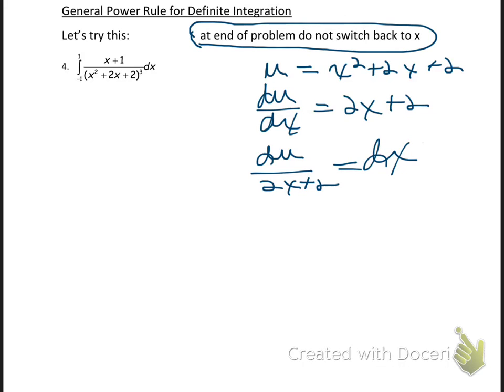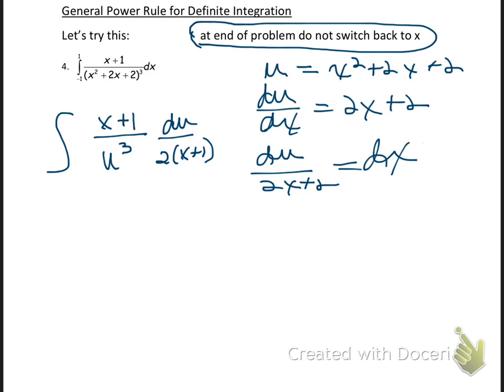So first off, we're going to write our integration symbol. The x plus 1 does not change. It is still x plus 1. The denominator changes to u cubed, and the dx is now du over 2x plus 2, but looking at my numerator, I'm going to write it as 2x plus 1, and you probably see why.